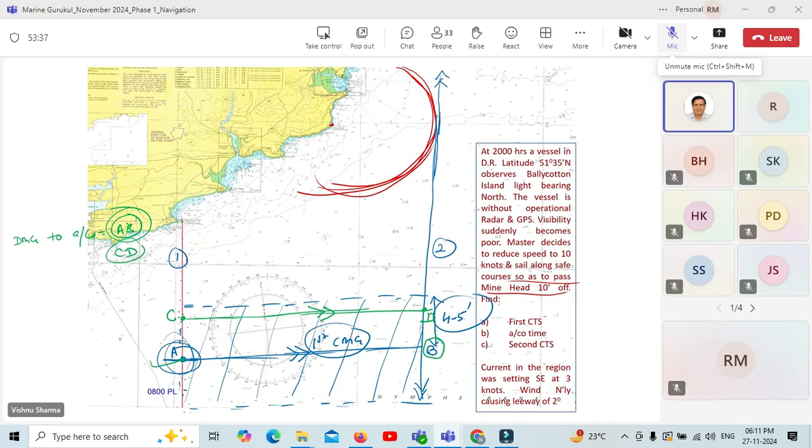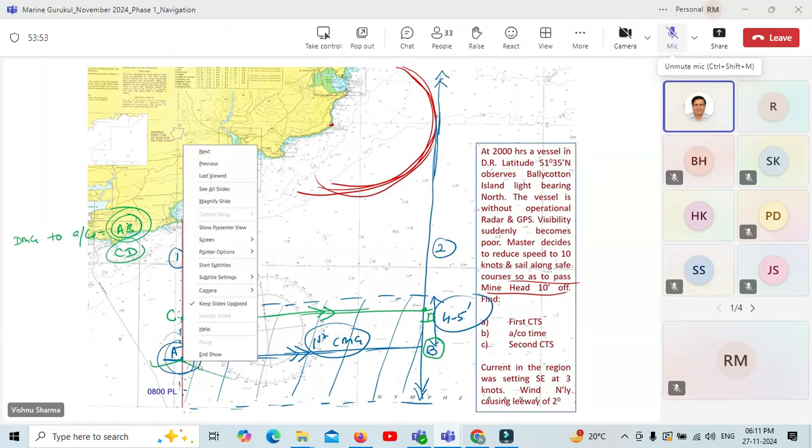So it is back to your knowledge of triangle and current. So you counteract current first. Where do you apply current? You'll apply at A or B? A. Point A. So current is setting southeast. So I draw a southeasterly current.